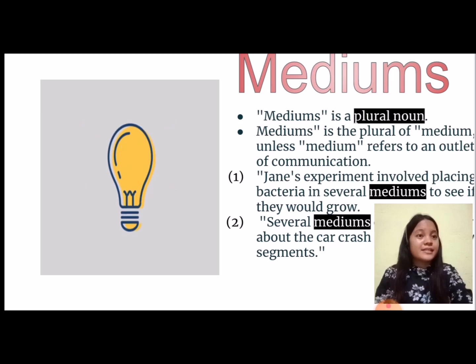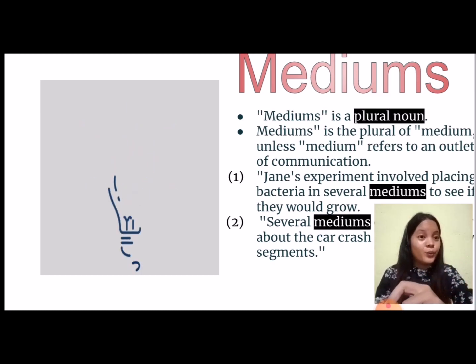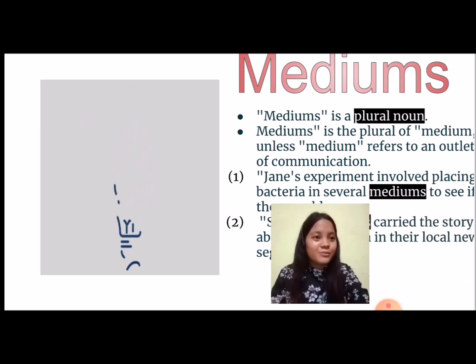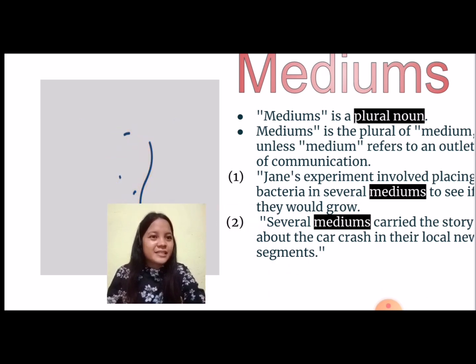And finally, the word mediums. So mediums is a plural noun, the plural form of the word medium, unless it is referring to an outlet of communication. So we have here two sentences. Allow me to move myself. So Jane's experiment involved placing bacteria in several mediums to see if they would grow. Several mediums carried the story about the car crash in their local news segments. Which between the two sentences used the word mediums incorrectly? What do you think? Please key in your answer in our live chat. 5, 4, 3, 2, 1.